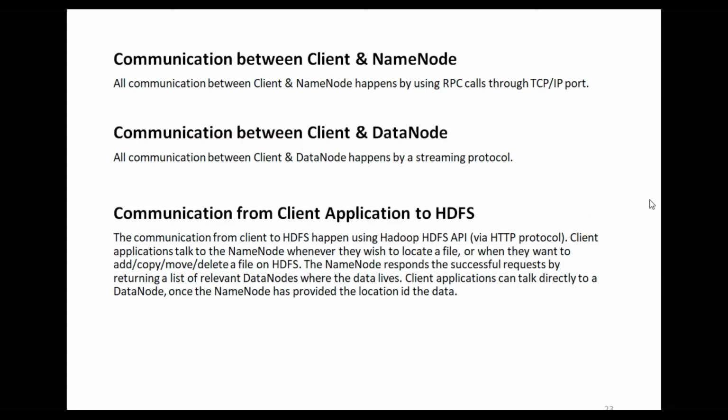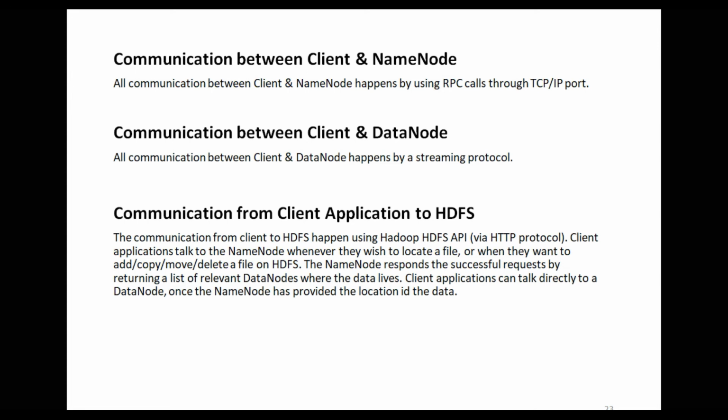So communication between client and name node: all communication between client and name node happens by using RPC calls through a TCP/IP port. Communication between client and data node: all communication between client and data node happens by streaming protocol. And the other one, communication from client application to HDFS: it happens using the Hadoop HDFS API. It is a REST protocol using HTTP protocols.